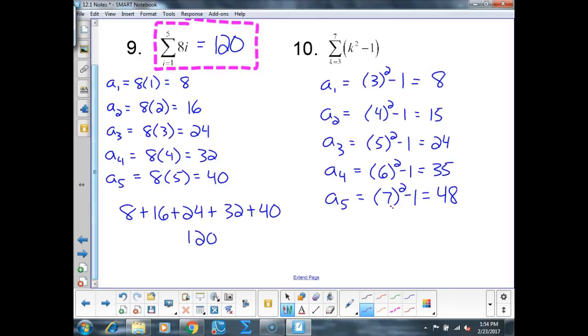Is there an easier way to do this? No. I remember seeing this last year. So then we find 8 plus 15 plus 24 plus 35 plus 48. 130? So we get 130 for my sum.